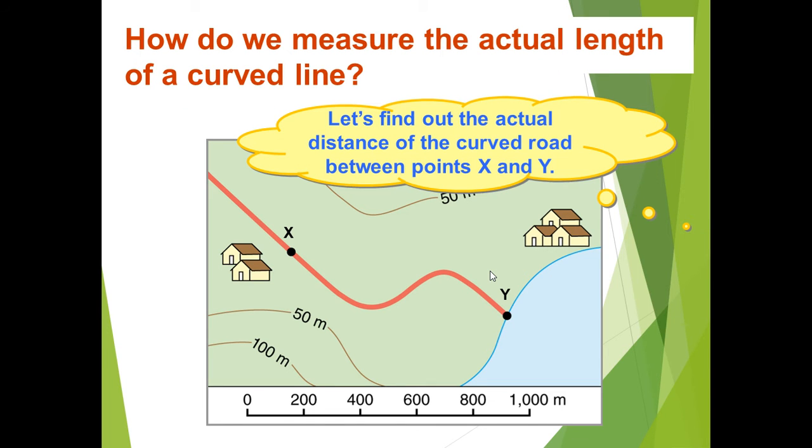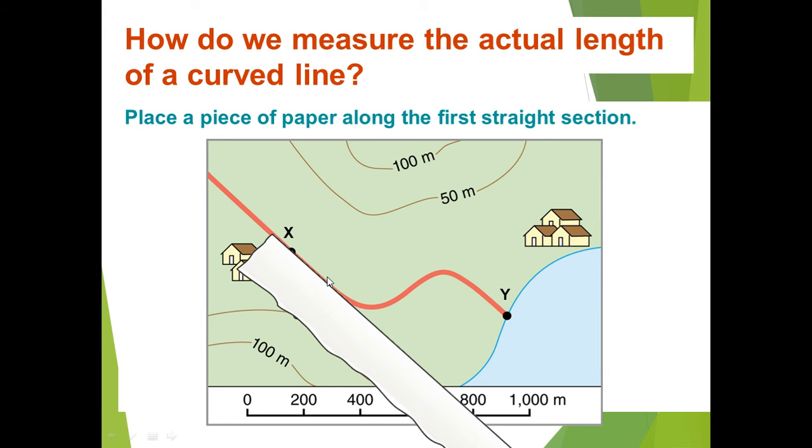But sometimes the roads or the path or the trail shown on the map may not be a direct straight line, because in reality many roads are curved. So we also have to understand how to measure the actual length of a curved line. This time we have to find some tools to help us, and this time we need a paper strip.